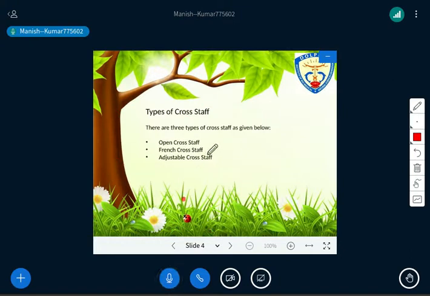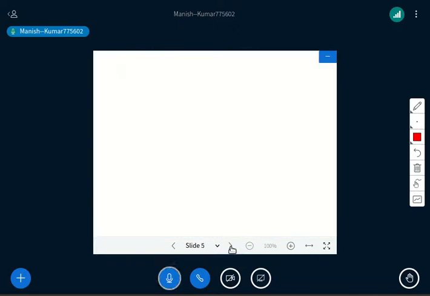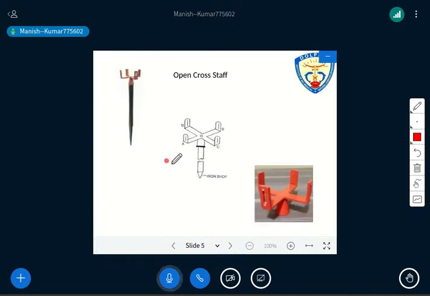There are three kinds of cross staff, as you all know: the open cross staff, the French cross staff and the adjustable cross staff, right? I explained these three in the previous session, but I would still like to explain them here. So this is the cross staff, right? Just look at the image here properly. It is the simplest form of cross staff.